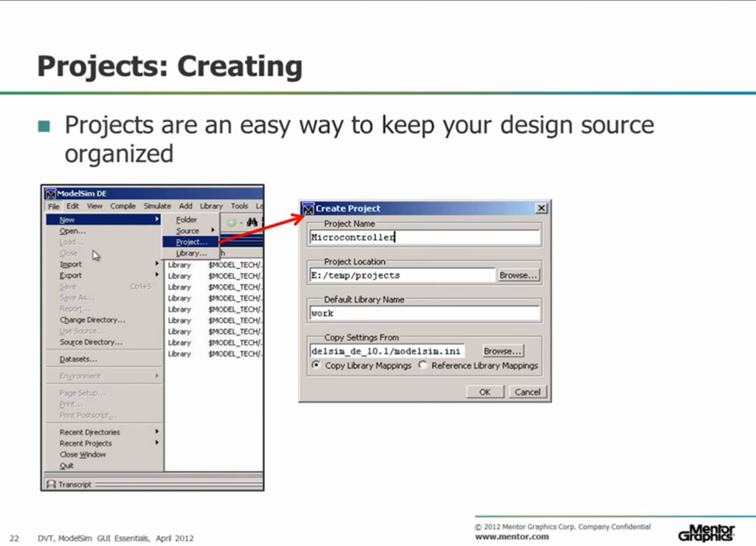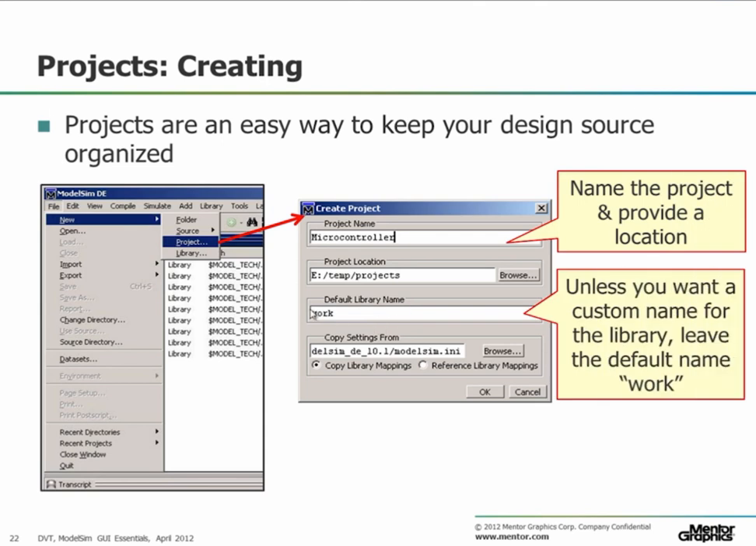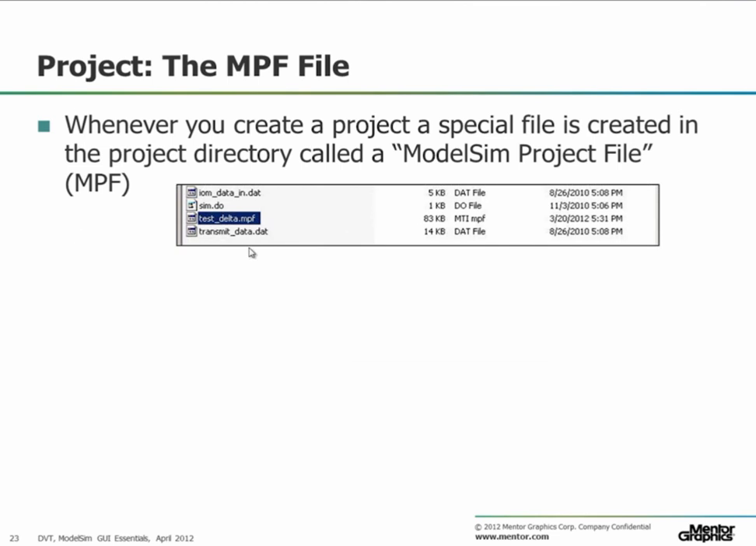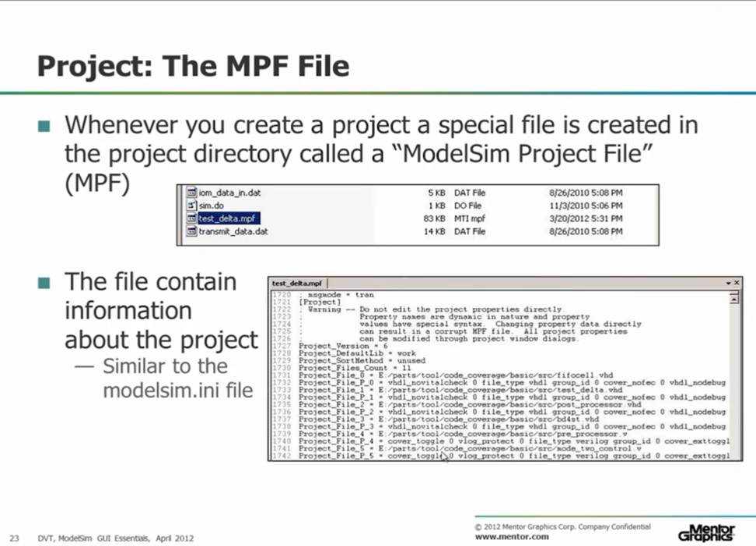So project mode, you create a new project: file, new project, you give the project a name, you tell it what directory it's going to live in. You probably leave the working directory as work unless you have some reason. Copy settings from the ModelSim INI of the install, and then basically that creates your project. And what that creates is this file called projectname.mpf. So MPF stands for ModelSim project file, and that has a whole bunch of stuff that controls your project.